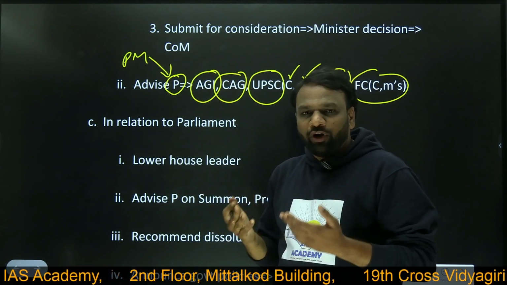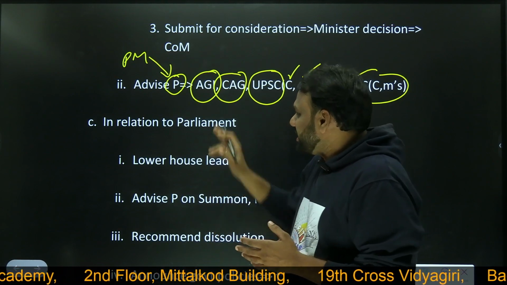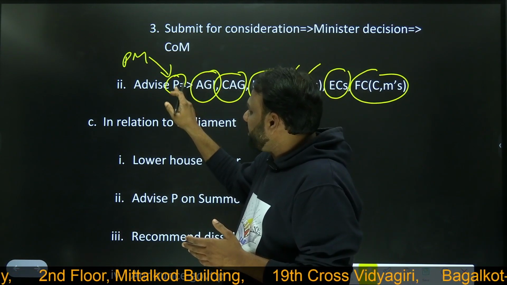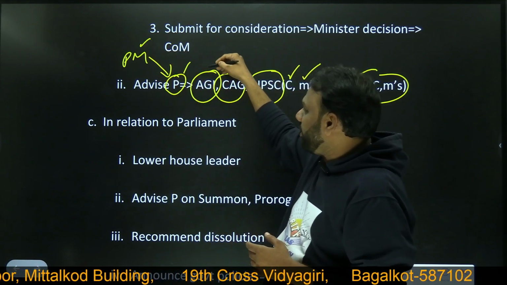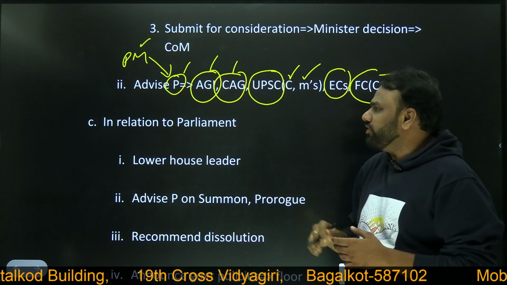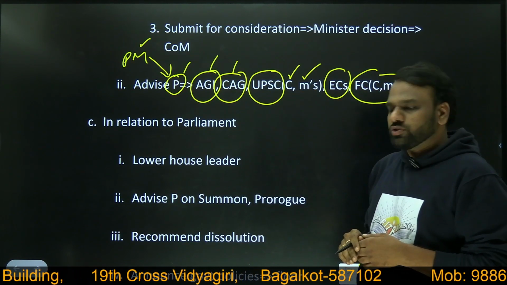But whether President can appoint any person of his choice? No. President has to appoint the person who has been recommended by Prime Minister. So based upon the Prime Minister's advice, President will appoint Attorney General of India, Comptroller and Auditor General of India, and so on.